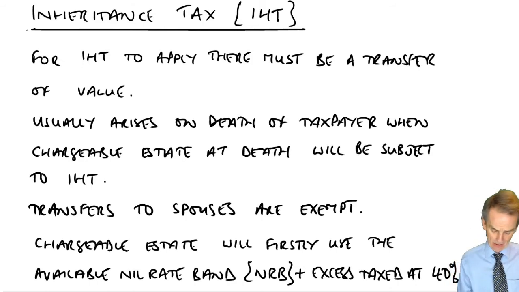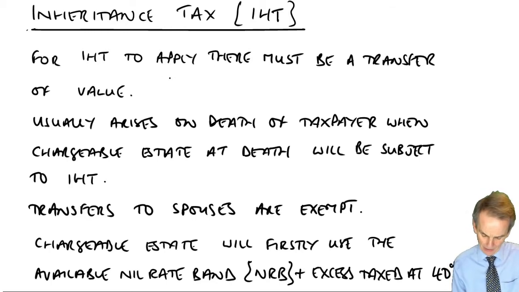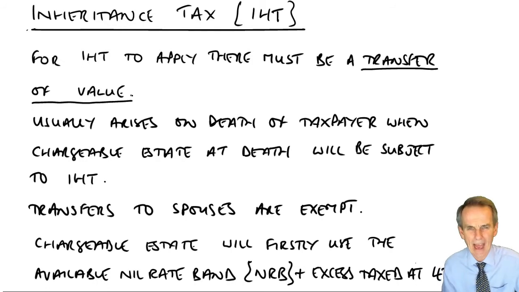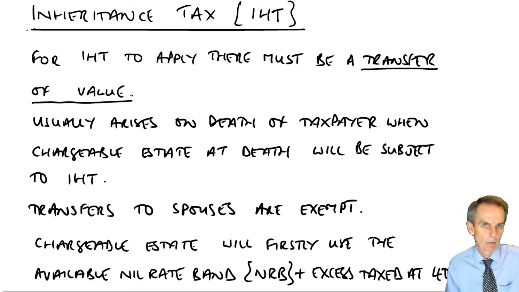So we'll start here, under our heading of inheritance tax, or IHT as we will know it from now on, that for IHT to apply, here's the key statement, there must be a transfer of value. You may recall when we looked at the other capital tax, CGT, that for CGT to arise, and it would only arise in relation to lifetime transfers, there had to be a chargeable disposal of a chargeable asset by a chargeable person. Well, when we deal with IHT, there has to be a transfer of value.